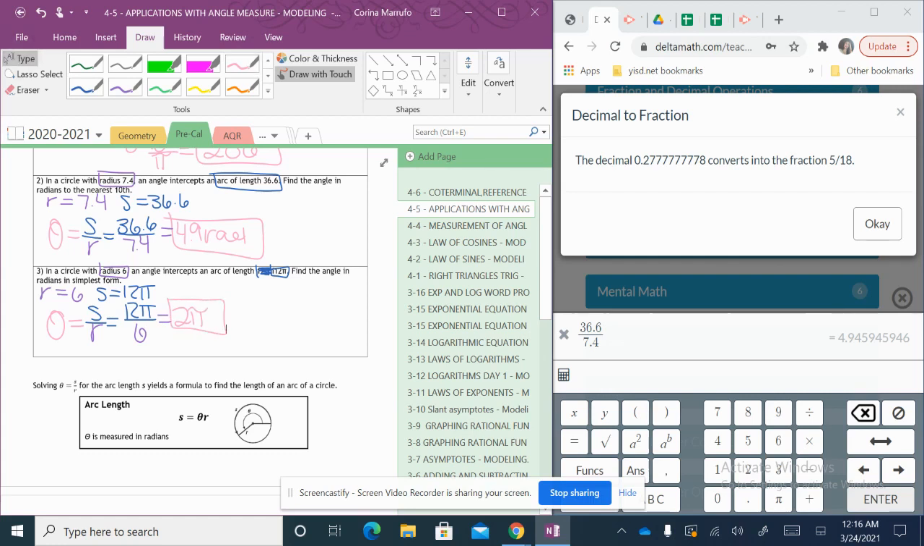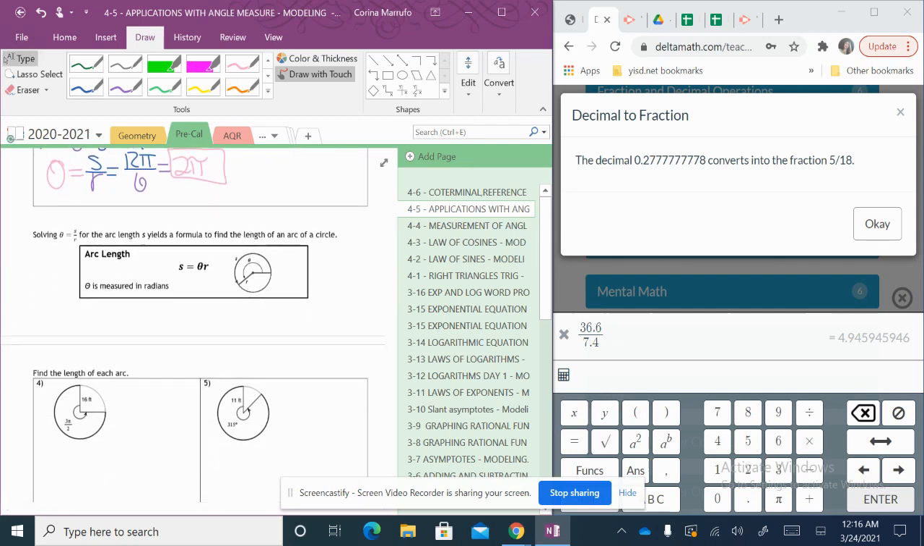All right, so now what if we're going from theta equals s over r? For the arc length s, there is a formula to find the length of the arc of a circle, so we're going to use a different formula. We have theta equals s over r, but they want the arc length, the s. So we multiply both sides by r to get the s by itself. And that's how you come up with this formula here, s equals theta times r.